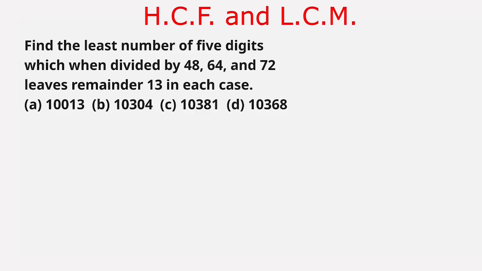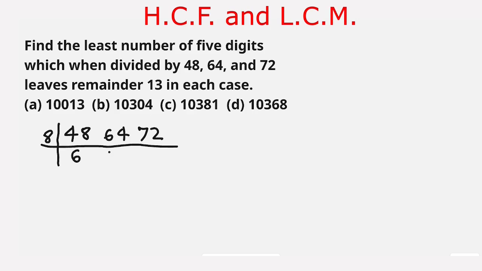Now we will formally solve this question by proper method. As all the numbers are divisible by 8, we can directly divide it by 8. 8 divides 48 for 6 times, 64 for 8 times and 72 for 9 times. We can take this step only if all the numbers are divisible by the large number. Here the large number is 8. Otherwise we start with 2, then we go for 3 and then other numbers.